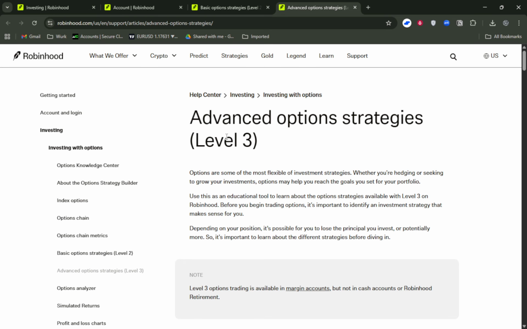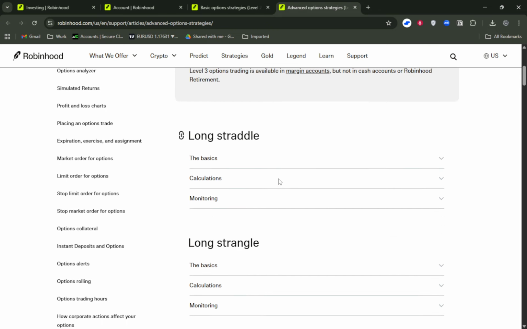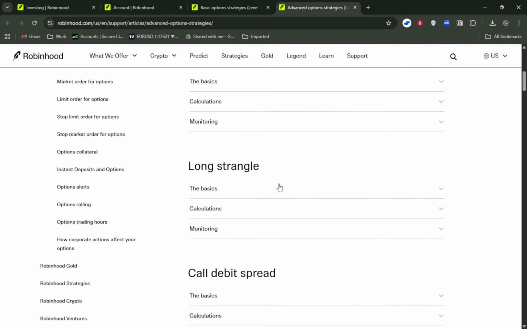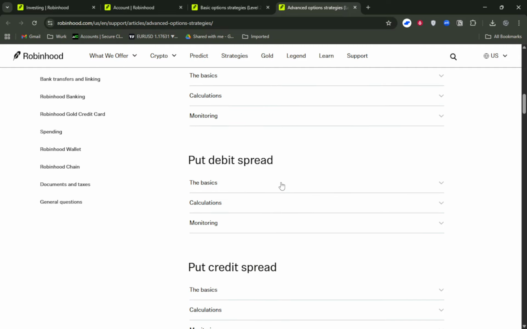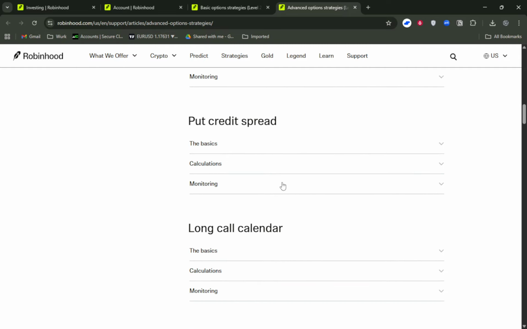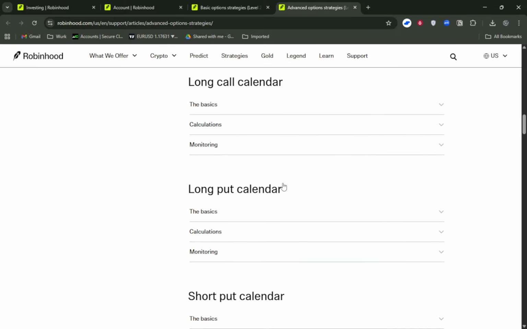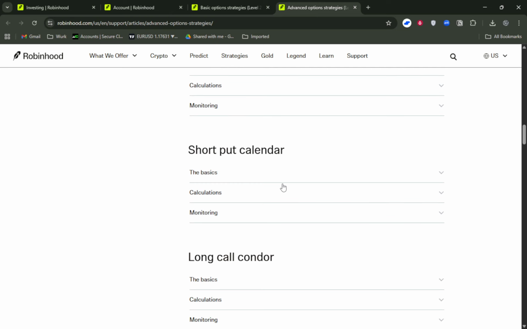Finally, know the restrictions. Cash accounts can't access level 3. You must be approved before placing any options trades. And remember, options are high risk and not suitable for everyone. Take your time, learn the mechanics, and only proceed if the risks make sense for you.